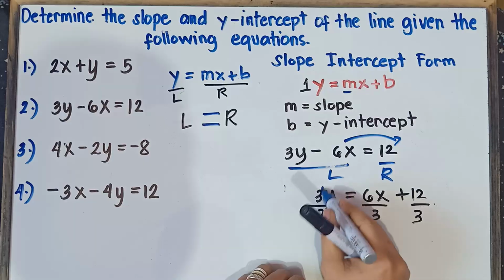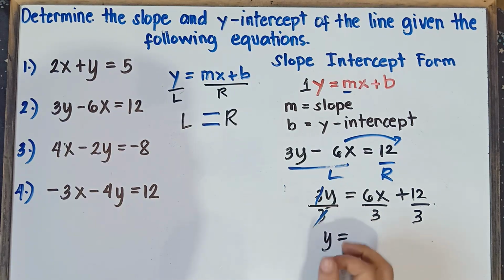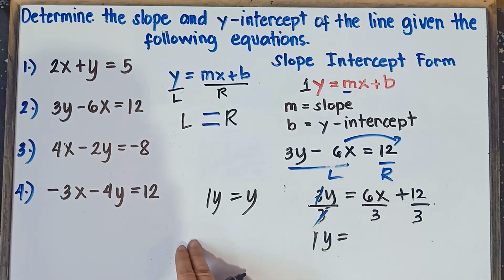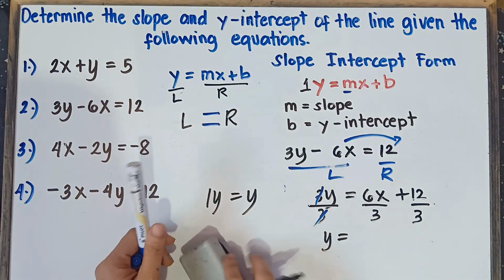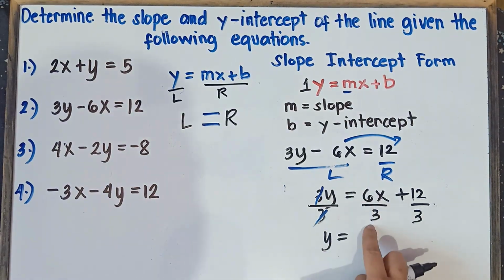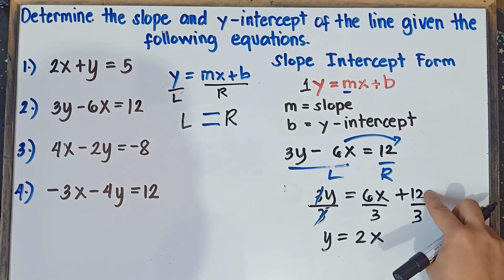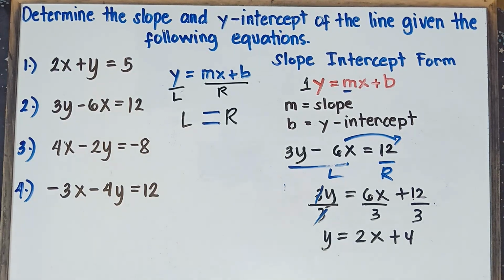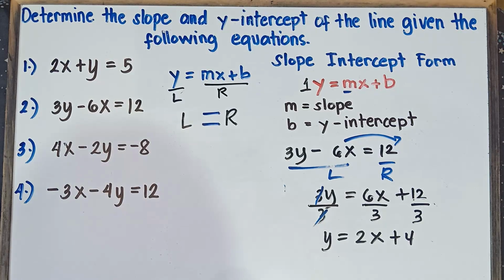And y is equal to, so 3 divided by 3 would be 1, that is 1y, or simply copy y. 1y is just the same as y. So y equals 6 divided by 3, that would be 2, simply copy x, and positive 12 divided by 3 would be positive 4. That's it, class. All set. That's the answer with regards to example number 2.